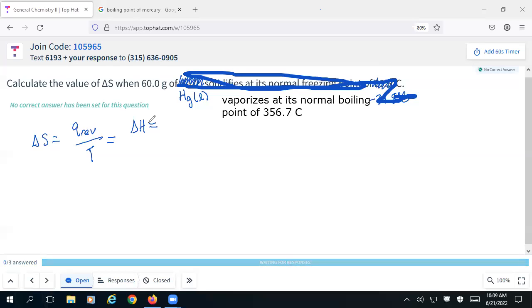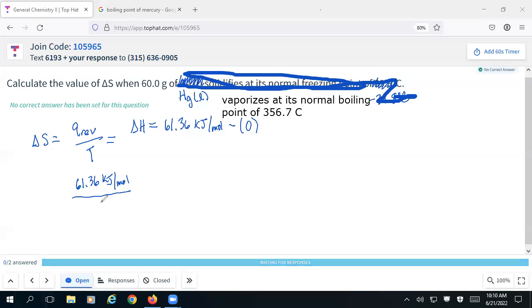So the formation value of enthalpy for gas is 61.36 kilojoules per mole, minus the heat of formation for the mercury in the liquid phase, which should be zero, and it is, because that is the natural state of mercury. So you have in the numerator of this fraction 61.36 kilojoules per mole.